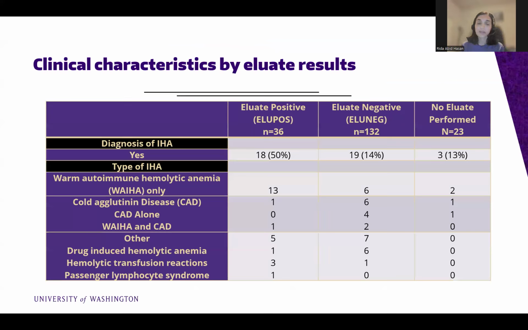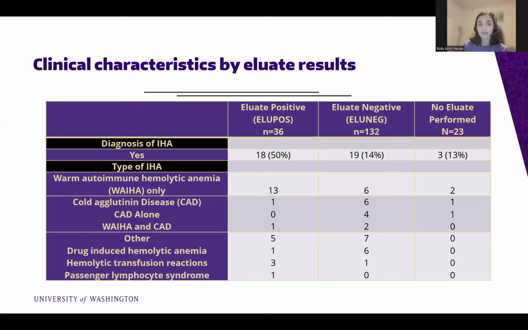And here's a better view of that. In overview, 50% of the patients who had a positive elution were diagnosed with IHA, only 14% who had a negative elution, and 13% who did not even have an elution result were diagnosed with IHA. Warm autoimmune hemolytic anemia was the most common diagnosis across the board: 13 patients in the elution-positive group, 6 in the elution-negative group, and 2 patients in the no-elution group still had a diagnosis. And then cold agglutinin disease was much more common in the elution-negative group, similar to what we thought.